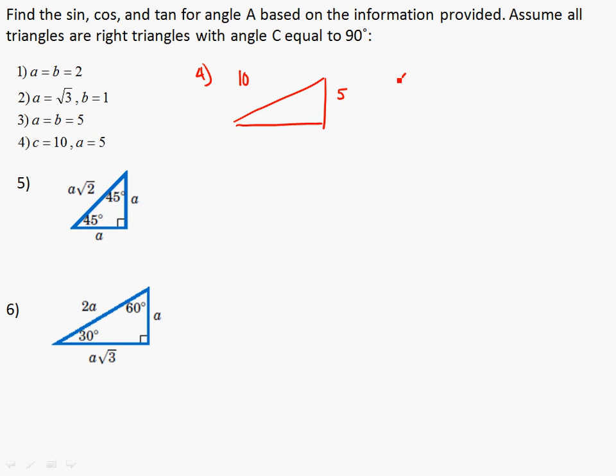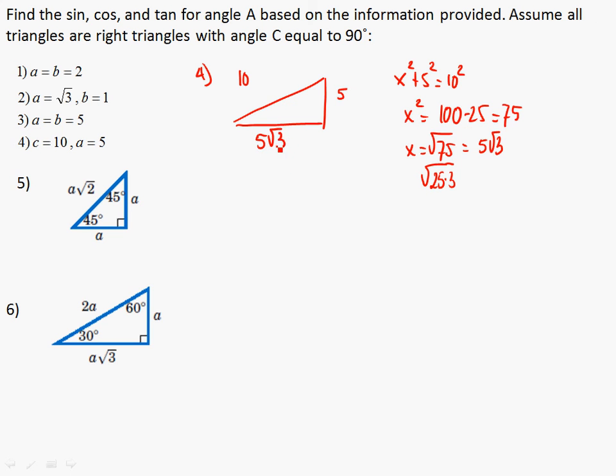Well, if you're not sure, it would be x squared plus 5 squared is 10 squared. So x squared is 100 minus 25, which is 75, right? So it's the square root of 75, but that's reducible. That's 5 square root of 3, because there's a 25 in there. That's the square root of 25 times 3. Okay, this is a special triangle, guys. You'll see it here in a second.